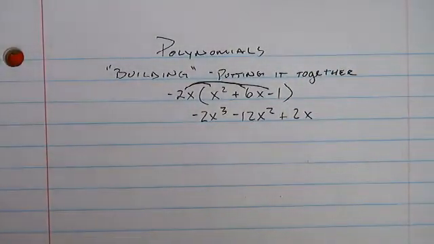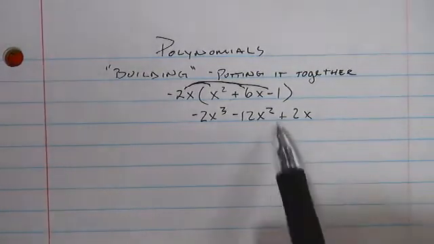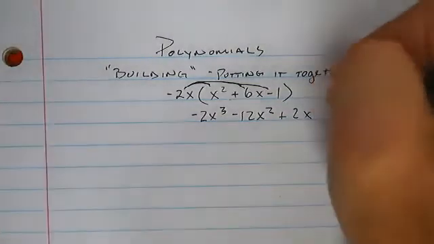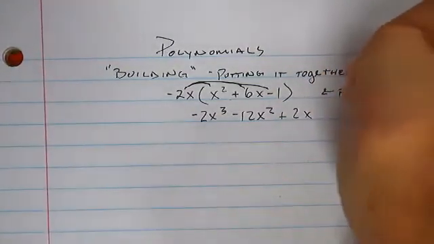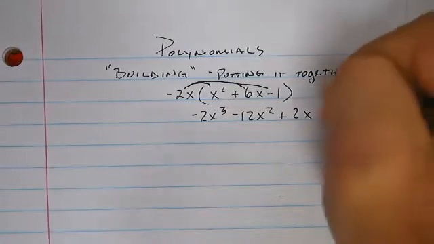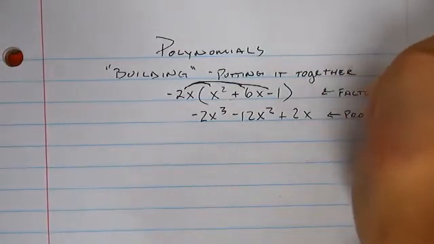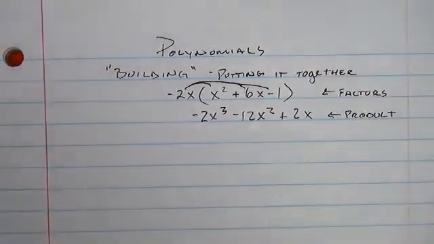That's putting it together. We put these two factors together to form the product. So we have factors and product. That is putting it together. That's building it, actually doing the math to put things together.